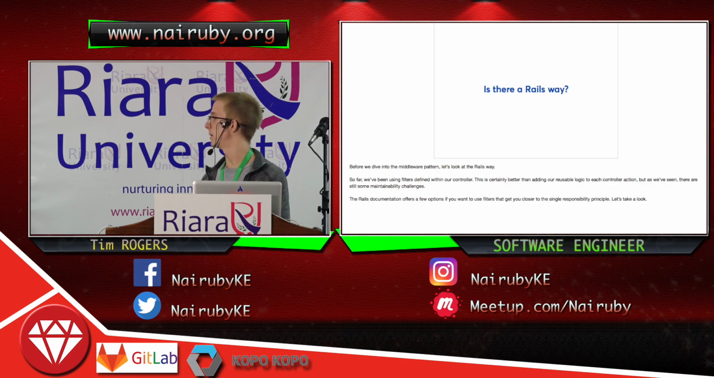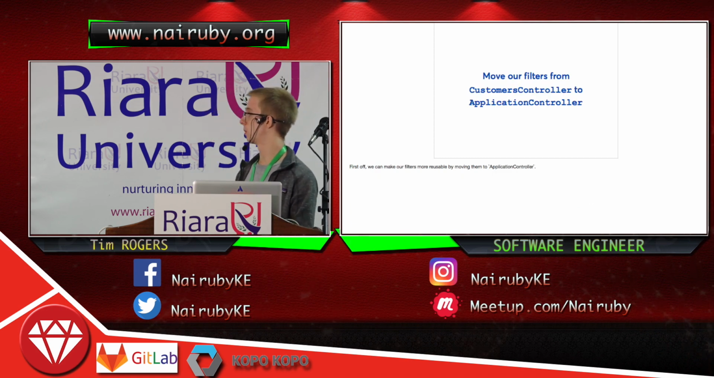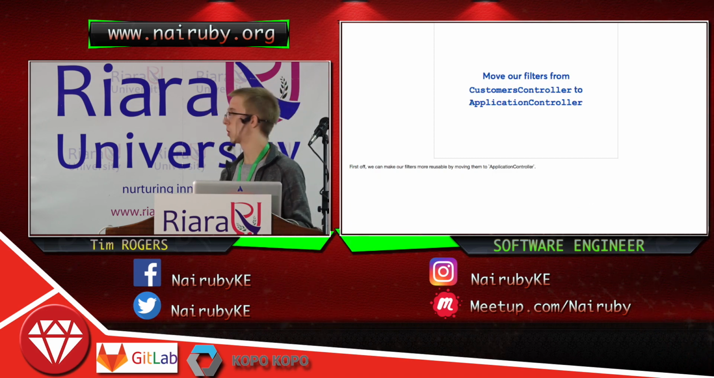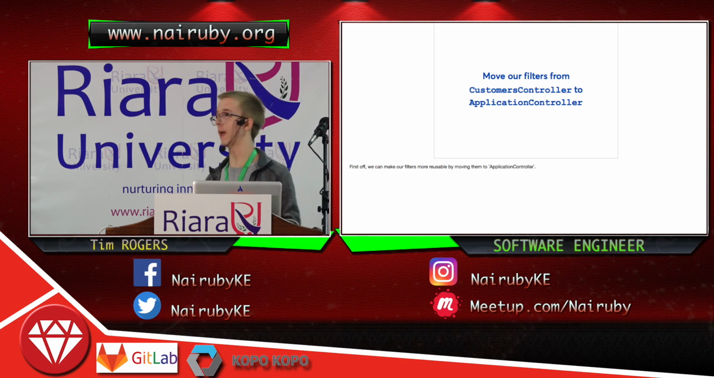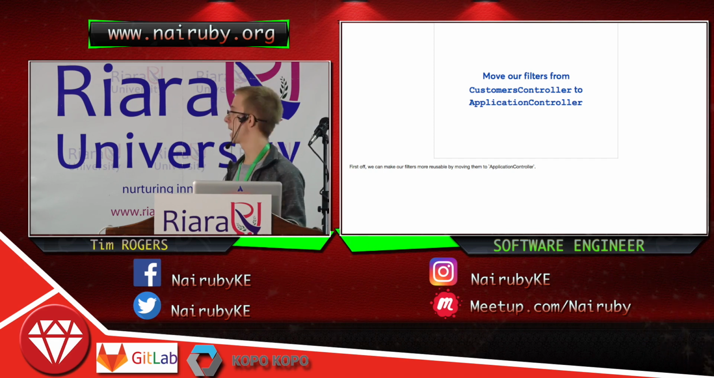So far, we've been using filters defined within our controller. Now, this is certainly better than adding the logic to each controller action, but there are still maintainability challenges. The Rails documentation offers us a few options, which I'll go through now. Firstly, we can move our filters from customer's controller, so the concrete controller, to application controller, our abstract controller. So here we take the methods and we move them to application controller.